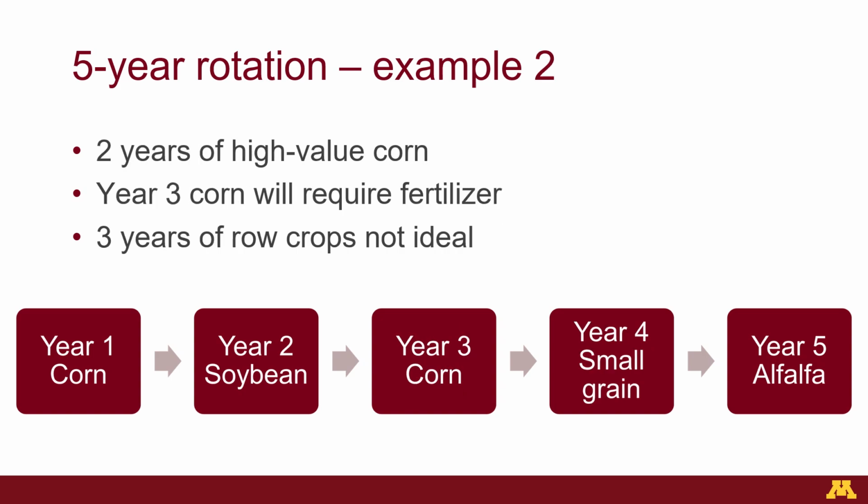Here is another 5-year rotation. Year 1 is corn, Year 2 is soybean, Year 3 is corn, Year 4 is a small grain, and Year 5 is alfalfa. This 5-year rotation provides another high-value crop by adding an extra year of corn. The corn in Year 3 will need supplemental fertilizer for good yields. One negative to this rotation is that 3 years of row crops can lead to pest management problems, especially with weeds. Consider the rotation examples that we present here to be templates you can adjust to your own needs and experiences.